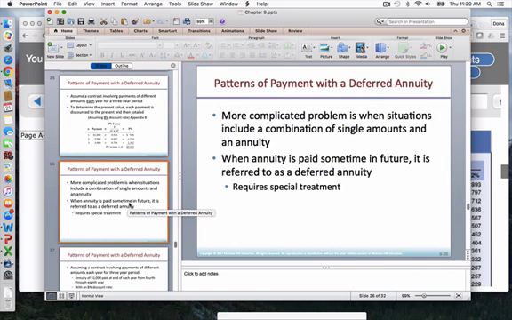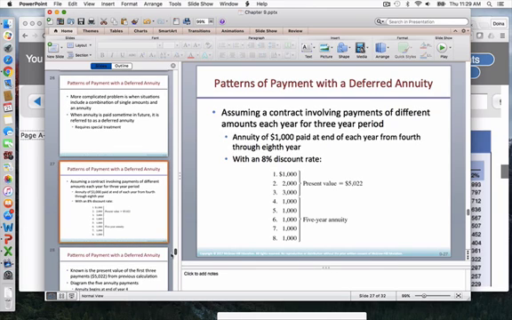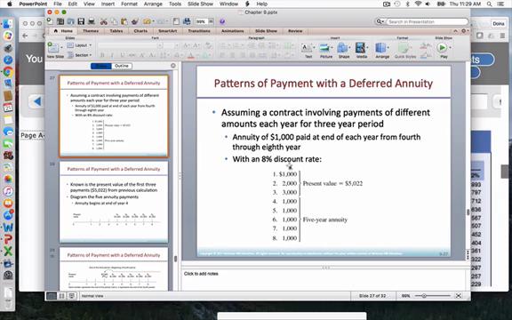And sometimes there are more complicated contracts in which annuity is paid sometime in the future, not right away. And we have to make more adjustments for this type of payments. This is why it's called deferred annuity. So let's see how the problem is stated here. We have a contract involving patterns of different amounts each year. That's the first part that we already calculated. Years 1 to 3, we calculated present value of each of these three sums and then added up.